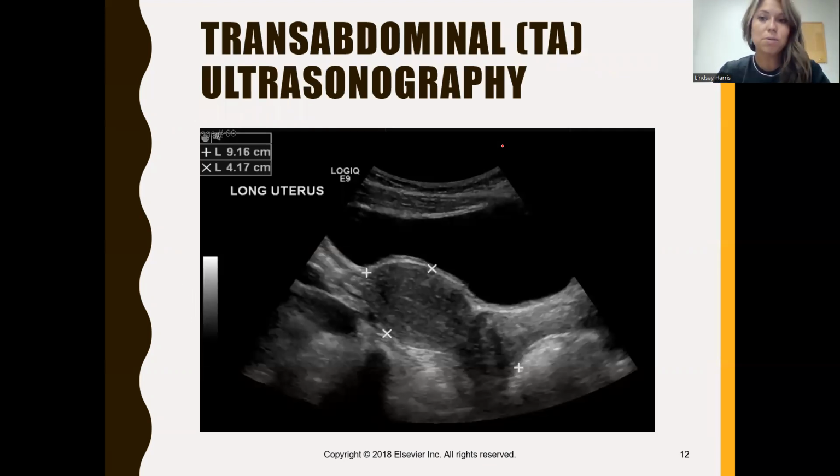This is a true ultrasound picture of what a beautiful long uterus would look like. And you can see that they have measured the length from these two little cursors, so from the fundus to the cervix. Right here is the vagina. So the vagina comes to the cervix here, and then it goes up. This is an anteverted uterus, so this is a normal position of a uterus to the fundus, and then an AP diameter.